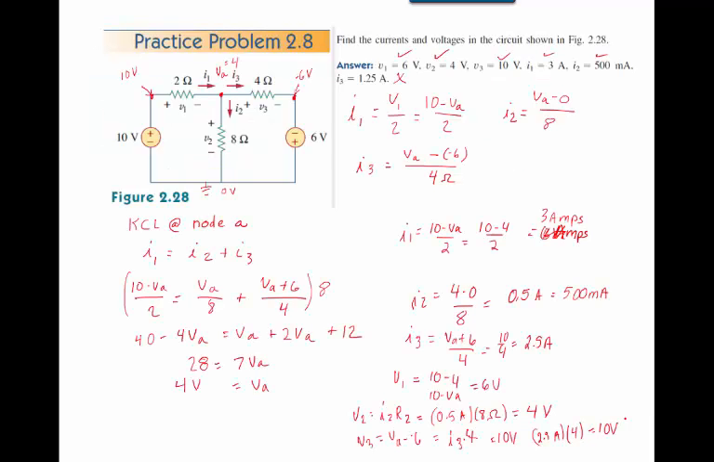I would rework these problems for yourself also, because there's a lot of concepts playing all at once in these problems, and that's what makes them difficult. So the textbook had a wrong answer there. It was 2.5 amps.